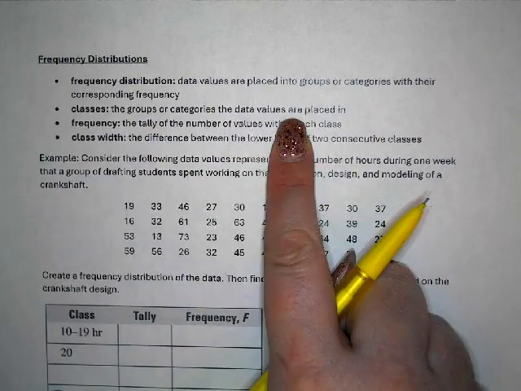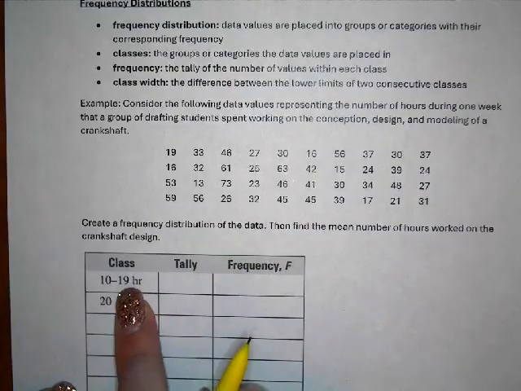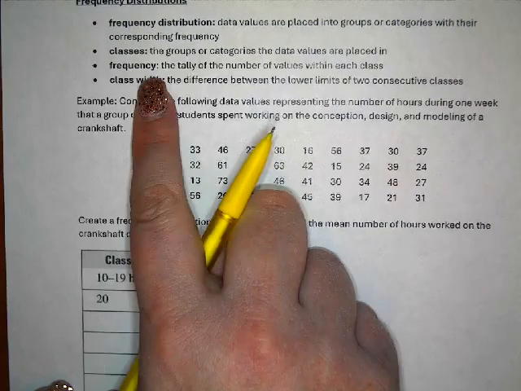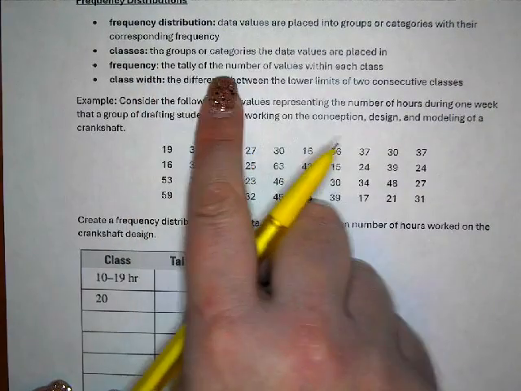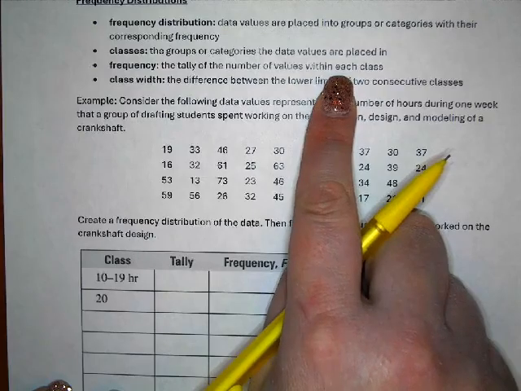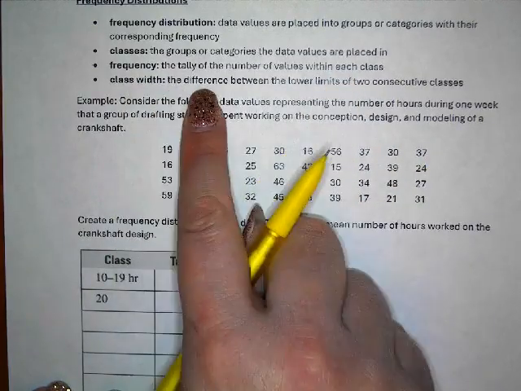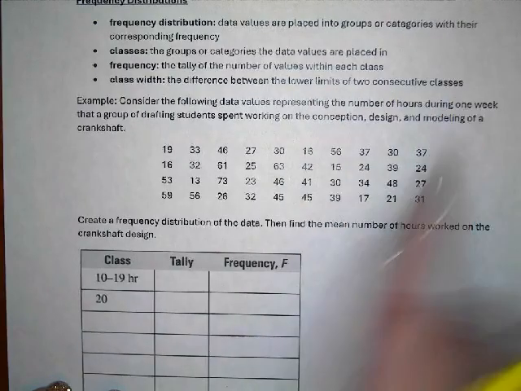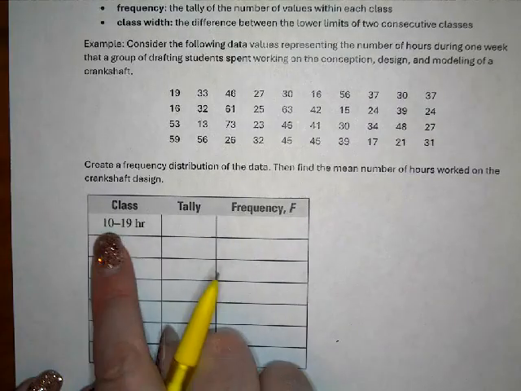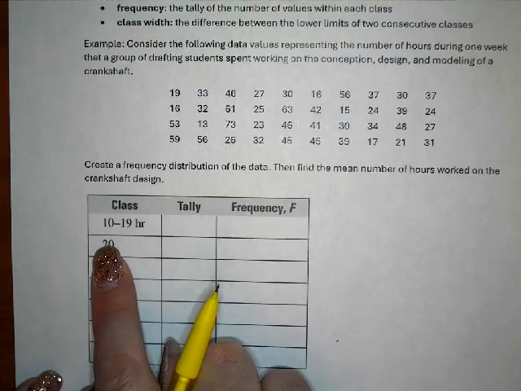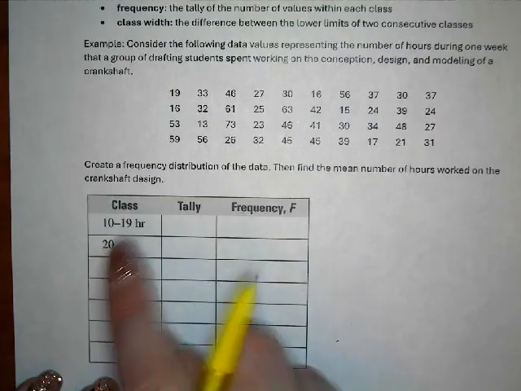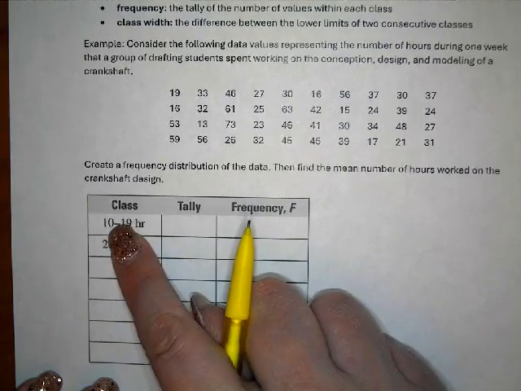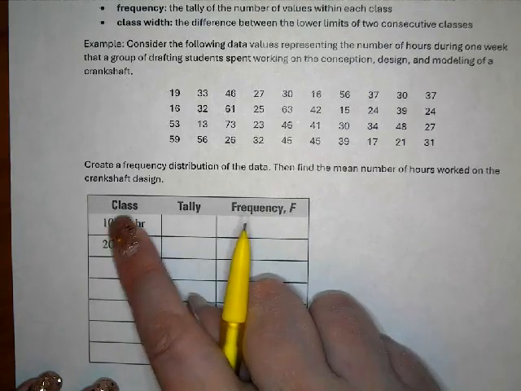So here the classes 10 to 19, and we'll see some more classes when we fill this in. The frequency is the tally of the number of values within each class, and the class width is the difference between the lower limits of 2 consecutive classes. So the first class says 10 to 19 hours, and the second class says 20. So the class width is a width of 10 because the lower value for one class is 10 and the lower value for the next class is 20.